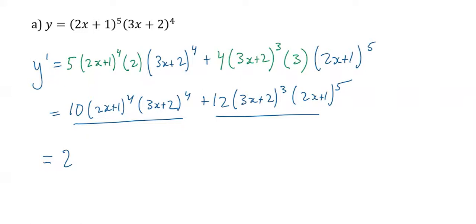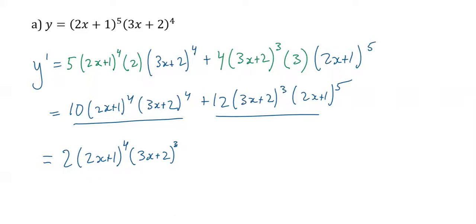So I pull out the 2. How many 2x plus 1s can I factor out? Well, I've got 4 of them here and 5 of them here. So I can pull out 4. Does that make sense? And how many 3x plus 2s? I've got 4 here and 3 here, so I can pull out 3.